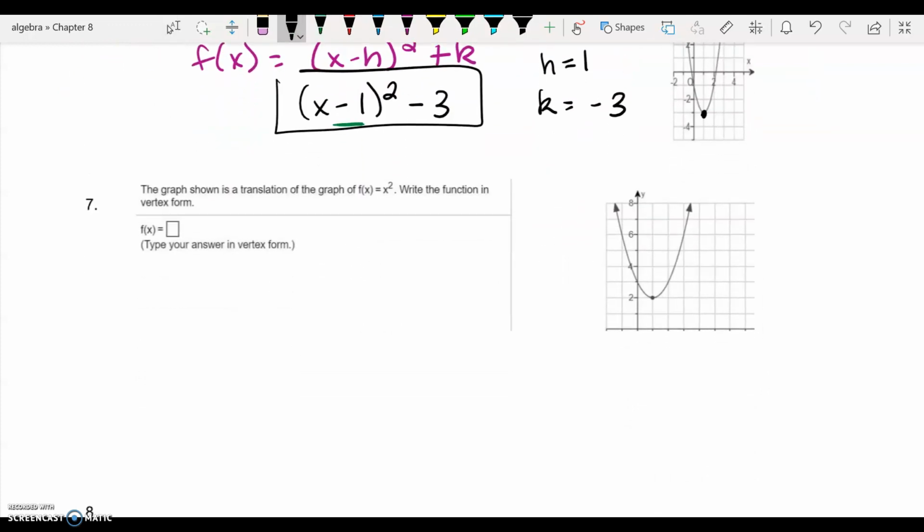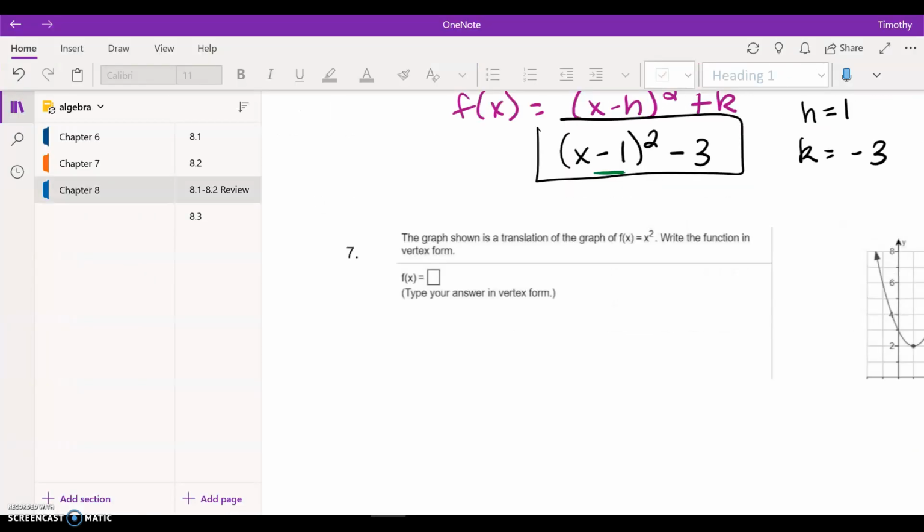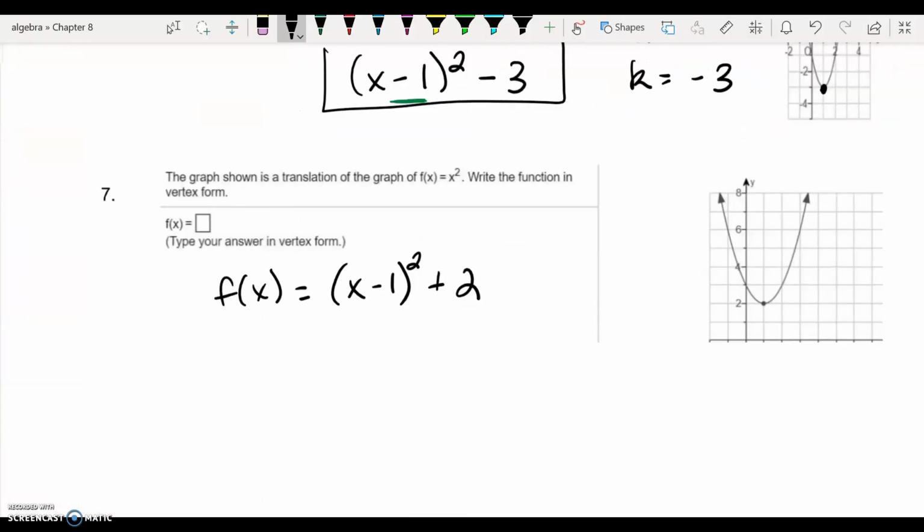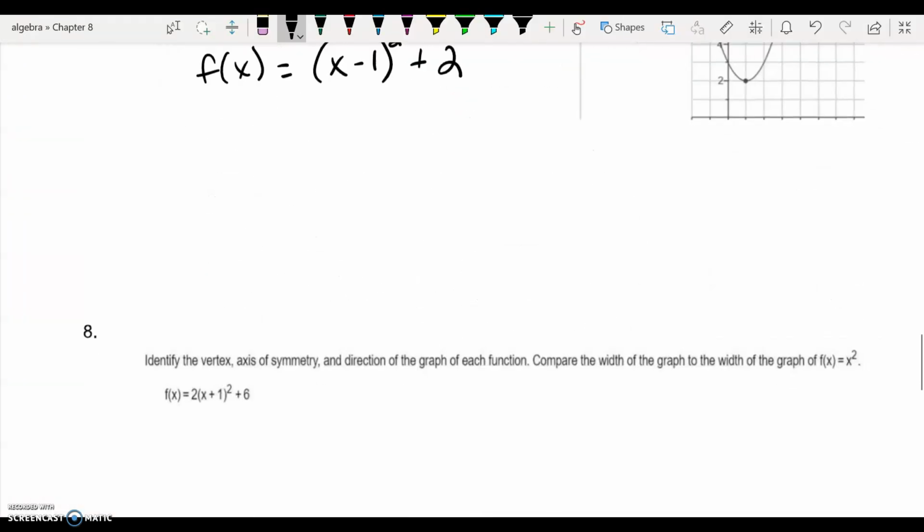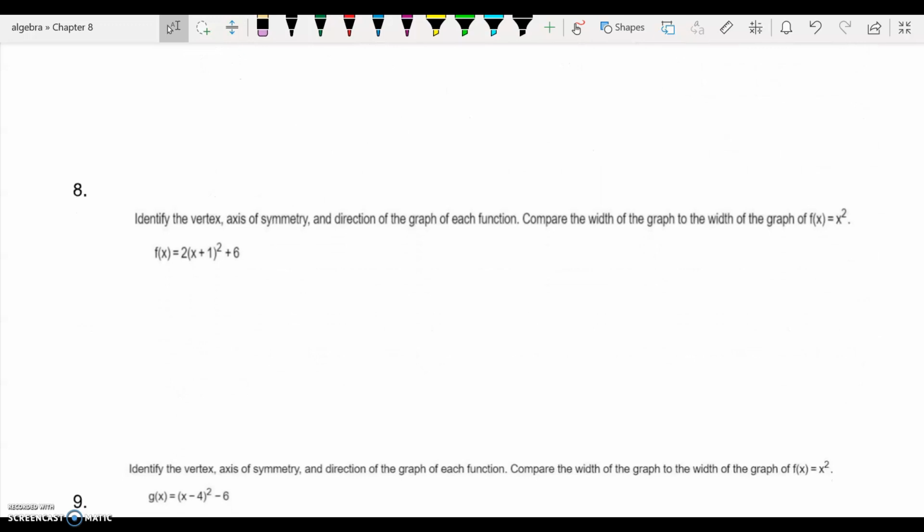So same thing, I want you to write it in vertex form. I'm going to pause it right here, let you guys do it, and then I'll tell you the answer. Okay, so there is your answer to number 7. Moving on to number 8. Identify the vertex, axis of symmetry, and direction of the graph of each function. Compare the width of the graph to the width of the graph f of x equals x squared.